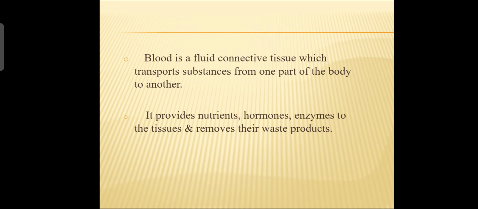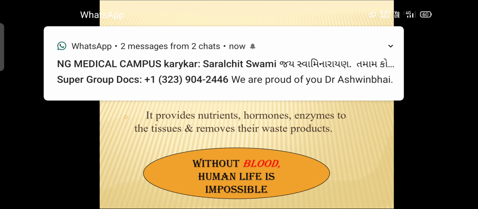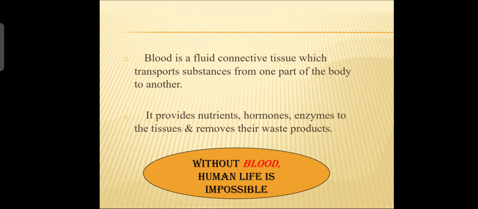So blood is a fluid connective tissue which transports the substance from one part of the body to another. Red color of the blood is due to the presence of hemoglobin. Blood provides the nutrients, hormones, enzymes to the tissue and removes the waste products. So without blood, human life is impossible.